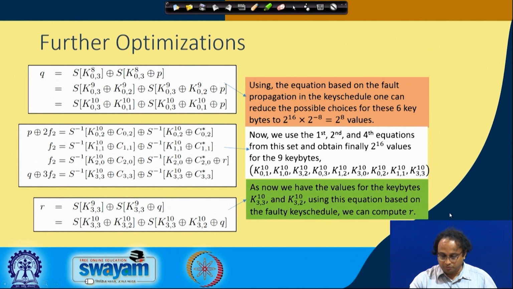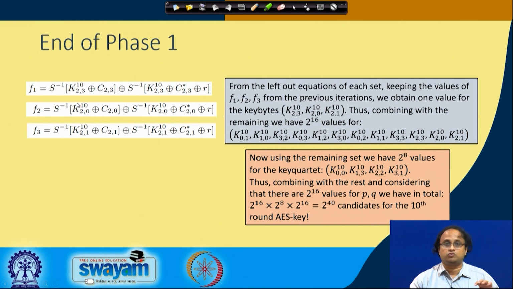Okay, and once we compute the value of R, we look into these 3 equations which we have left out. Remember that in each equation set we have left out one equation. The reason we left it out is that we didn't know the value of R, but now we know it, so we plug it in. From the left out equations of each set, keeping the values of F1, F2 and F3 from the previous iterations, we obtain on average one value for the key bytes. So you will get one value of K2310, K2010 and K2110.